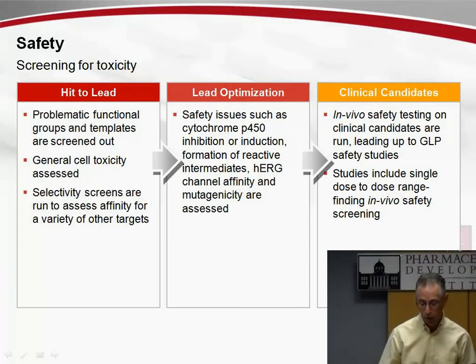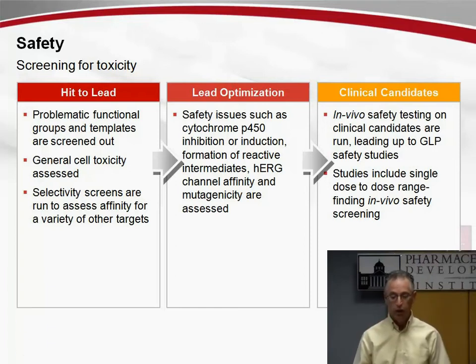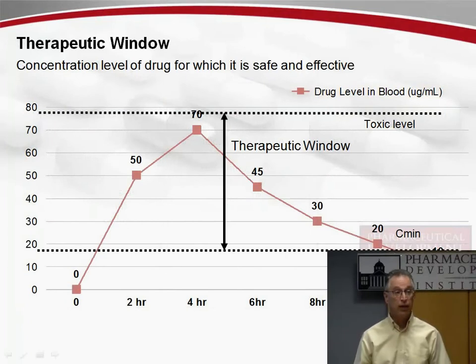Our goal for a drug is to maximize the time that a compound is exposed in the plasma at concentrations above the minimum needed for its biological activity, above the Cmin, but below a toxic level where we might start seeing side effects. And so the idea is to maximize the time you're within what's called the therapeutic window to maximize its biological effect.